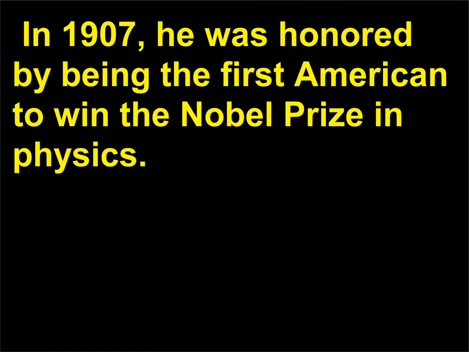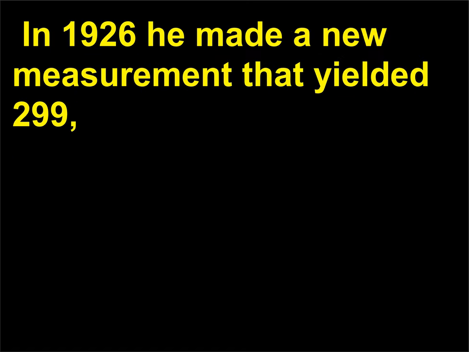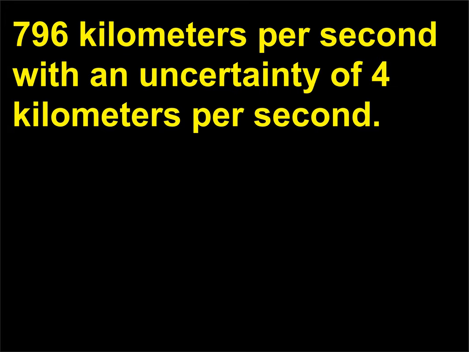In 1907, he was honored by being the first American to win the Nobel Prize in Physics. In 1926, he made a new measurement that yielded 299,796 kilometers per second with an uncertainty of 4 kilometers per second.